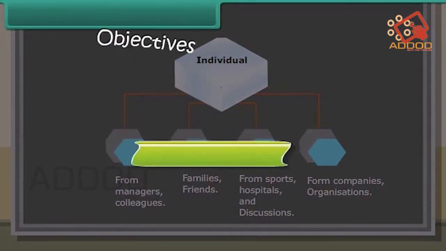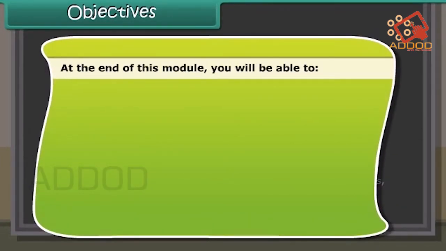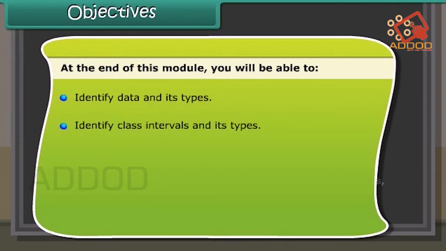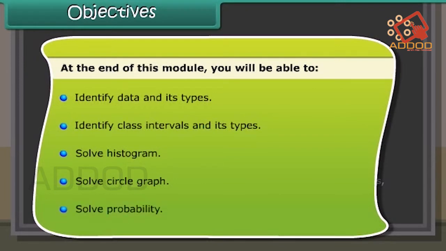Objectives. At the end of this lesson, you will be able to identify data and its types, identify class intervals and its types, solve histogram, solve circle graph, solve probability.